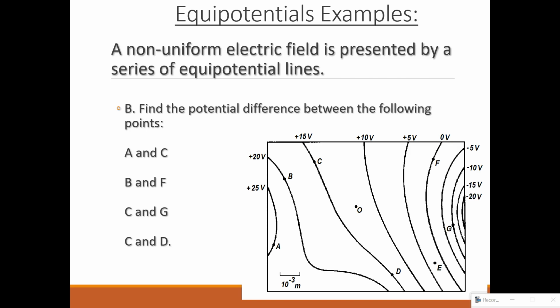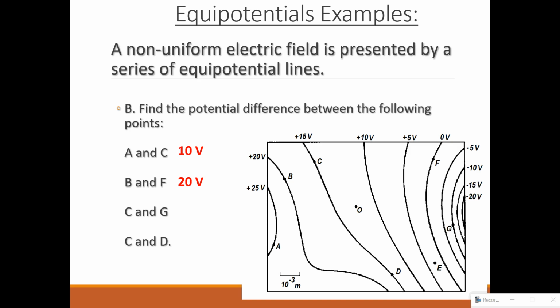If we're looking at the difference between 2 points in the field that's shown by equipotential lines, each of these lines shows a spot of electric potential. So at point A and point C, the first example, point A has a voltage of 25 volts, and point C has a voltage of 15 volts. So the difference between them is 10. 25 minus 15 is 10 volts. So as you go from A to C, your difference in energy is going to be 10 volts per coulomb.